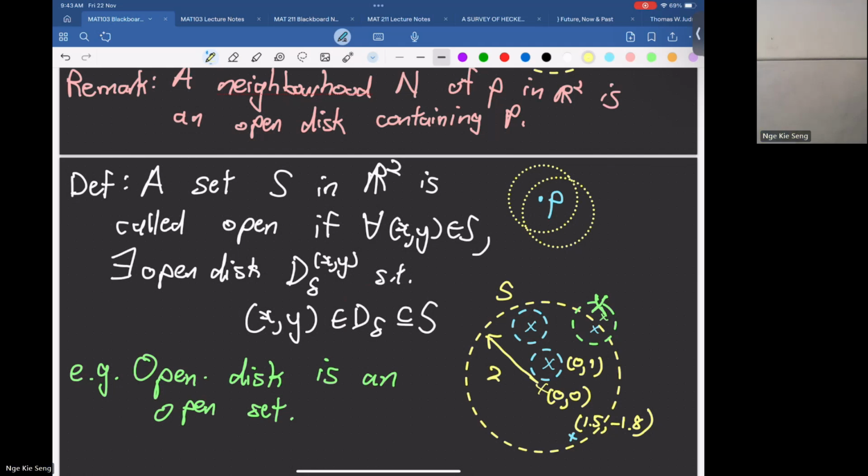Okay, so given these 2 points here, (0, 1) and (1.5, -1.8), can you find an open ball, an open disk, that contains these 2 points such that the open ball lives inside this whole S here? So what's this S here? Can we write down this S? In this case, our S is just D of 2 centered at (0, 0).